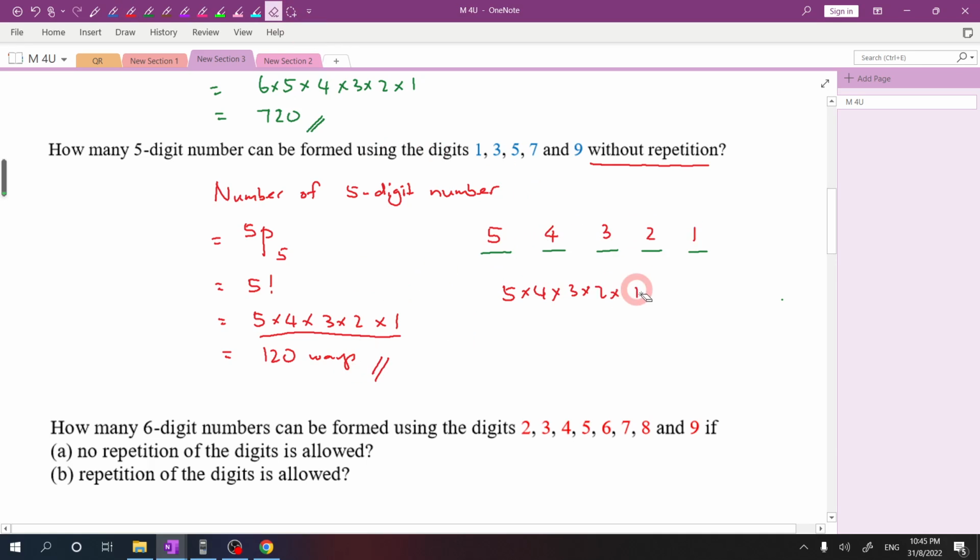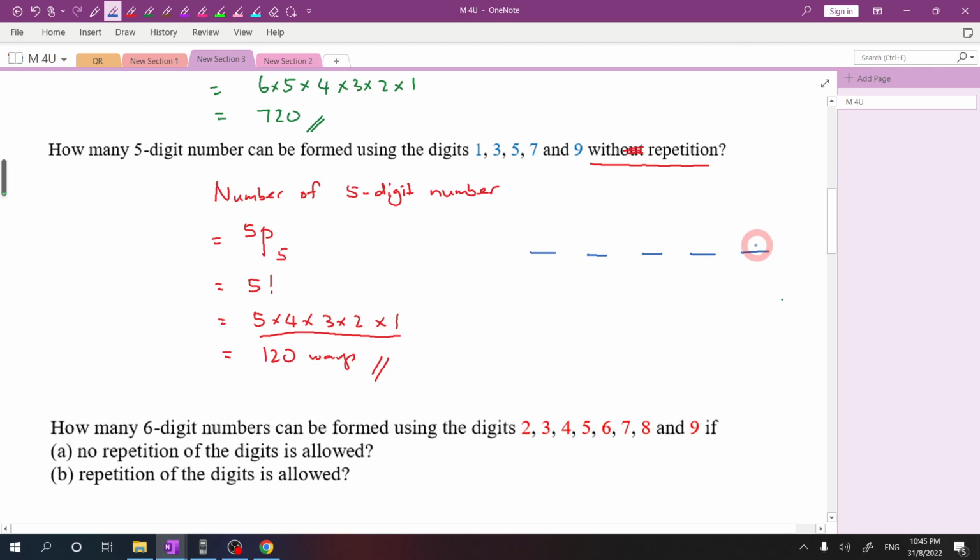So if the question changes a little bit, with repetition, the answer will be different. With repetition, it means that it can be repeated.